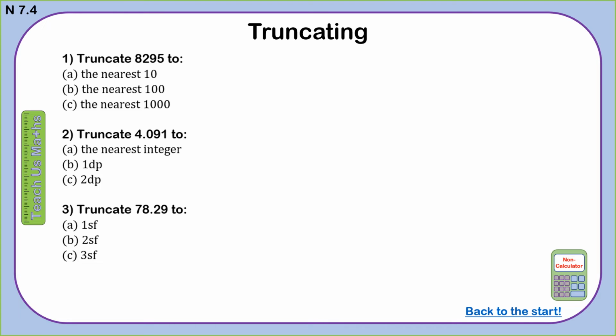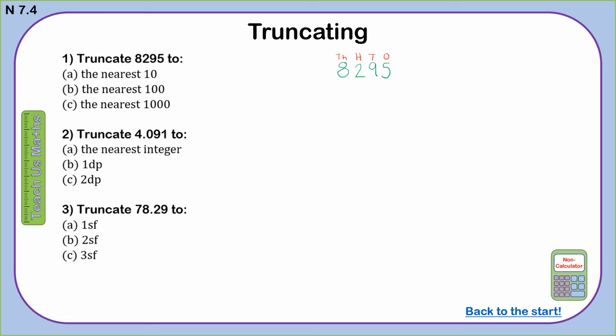Let's have a look at question 1. We need to truncate 8,295 to A, the nearest 10, B, the nearest 100, and C, the nearest 1,000. We need to start off by writing our number in place value columns. 8,295. The 8 is in the thousands column, the 2 is in the hundreds column, the 9 in the tens column, and the 5 in the ones column.